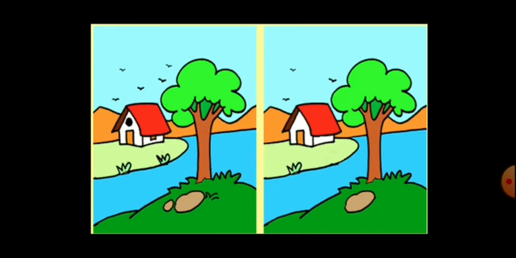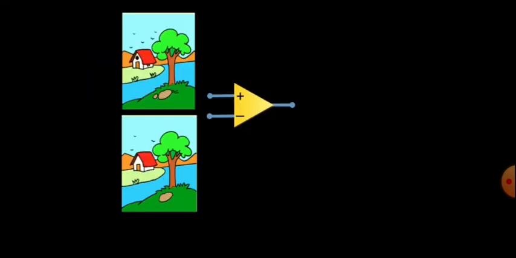Another way to think about this is to think about the very common children's game that is seen on restaurant menus. You can see that the picture on the left and the picture on the right are very similar, except for a few small differences indicated here. If we were to consider the picture on the left as input 1 and the picture on the right as input 2, we could put these two quote-unquote signals through a differential amplifier, and the output would look like this.